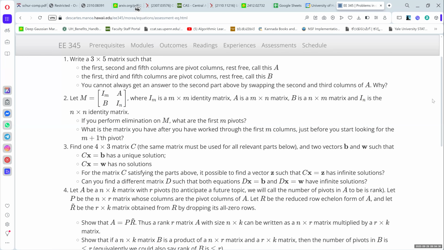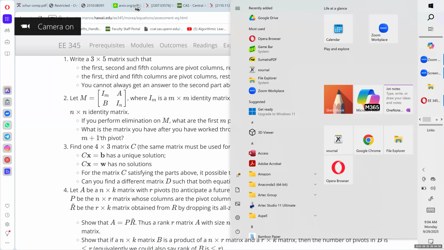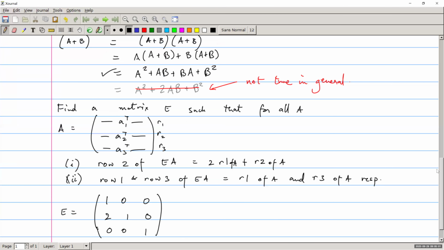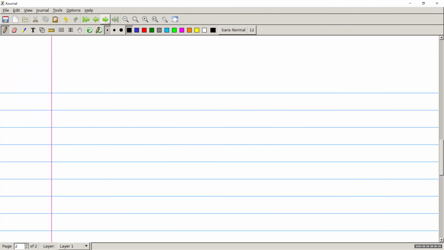But in the meanwhile, can you give me a 3 by 5 matrix so that the first, second, and fifth columns are pivot columns? Yeah, that's very good. You do not want the headache of figuring out which ones are pivot, which ones are free. So we are going to pick the pivot columns strategically, so it's very easy for us. And this is a very good option.